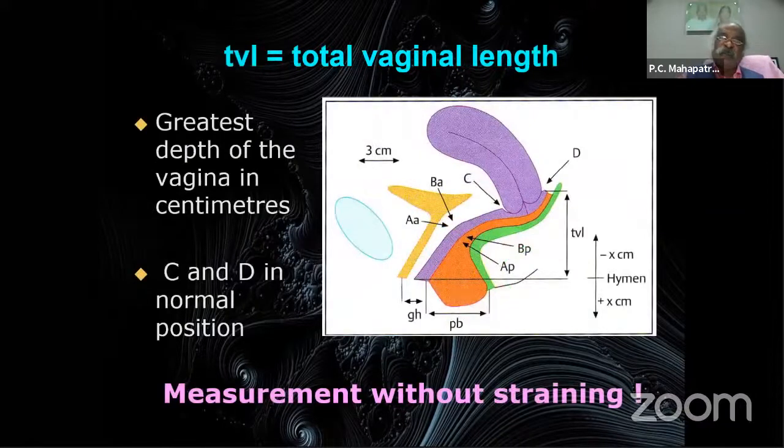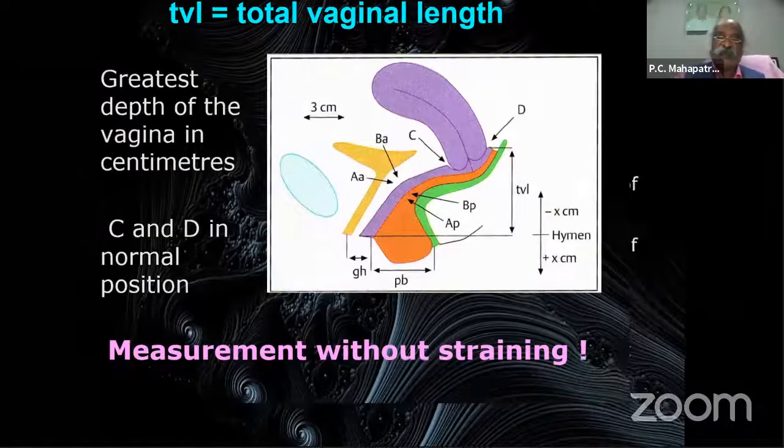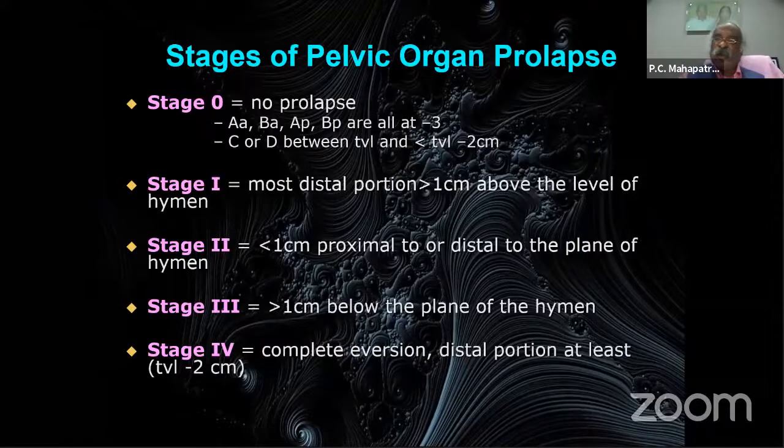Now, TVL is the greatest depth of the vagina in centimeters. C and D in the normal position, measured without straining, give rise to the total vaginal length. So, after all this understanding, we come to the stages of pelvic organ prolapse, the staging of vaginal prolapse.